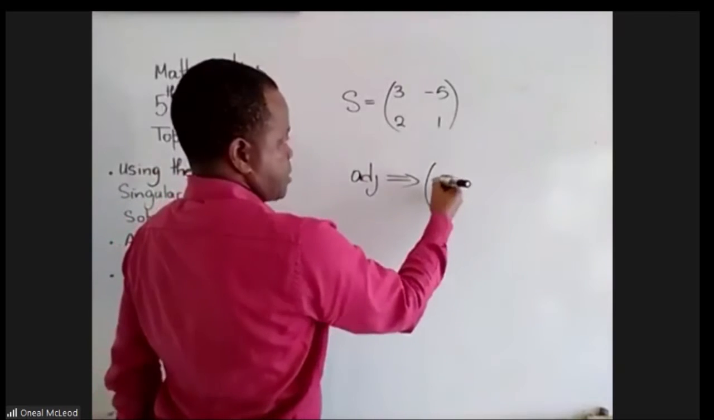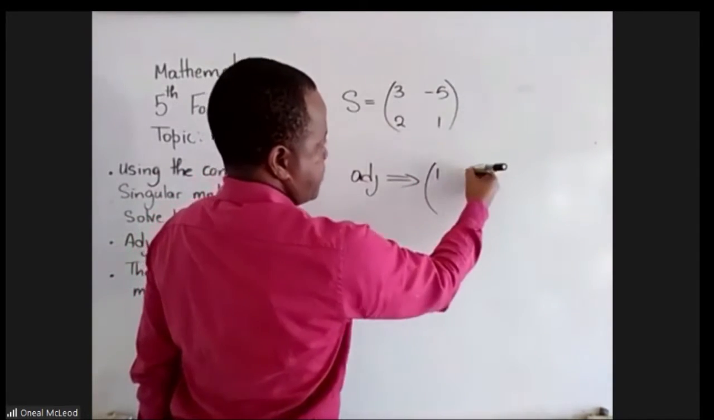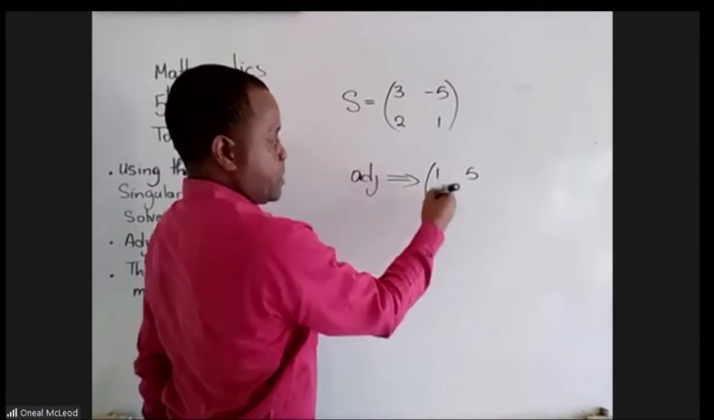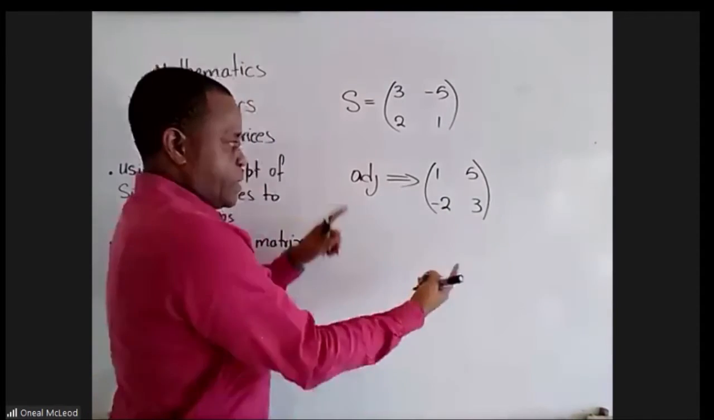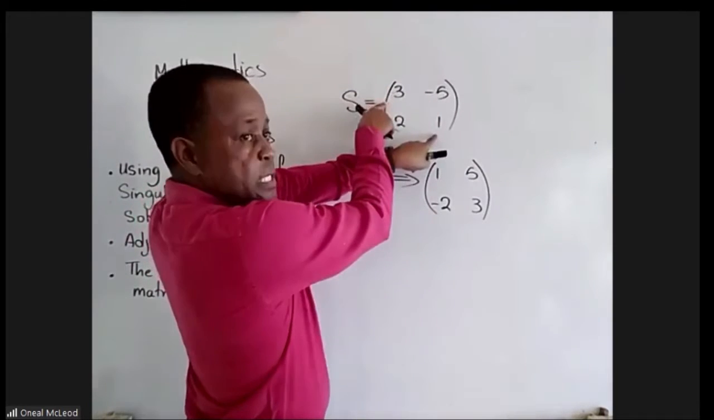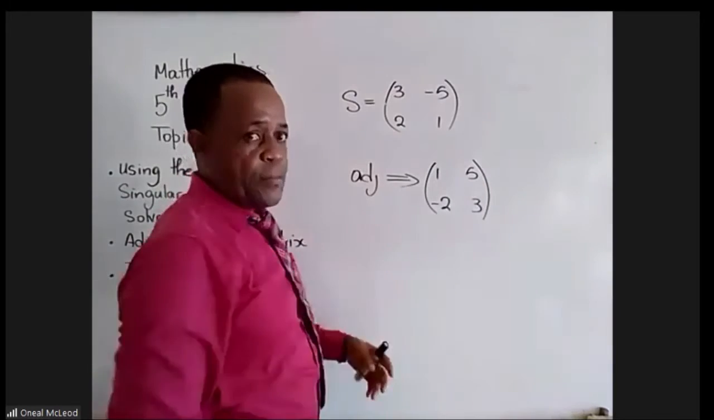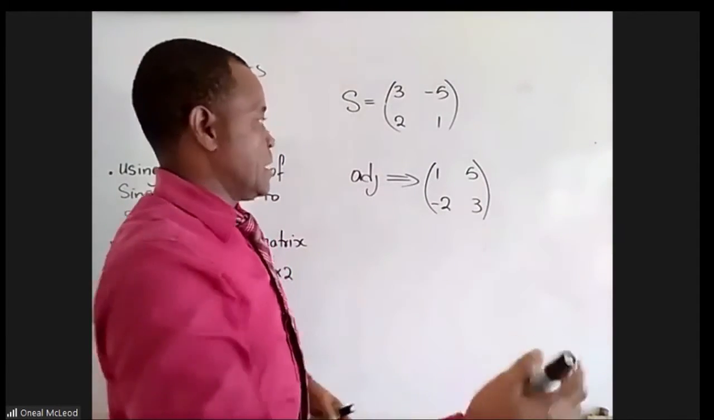The adjoint here is going to be 1. -1 times -5 will give us +5. -1 times 2 will give us -2. And then we have our 3 here. So we interchange the leading and then multiply the non-leading by -1, which is just changing the sign. Let's try another.